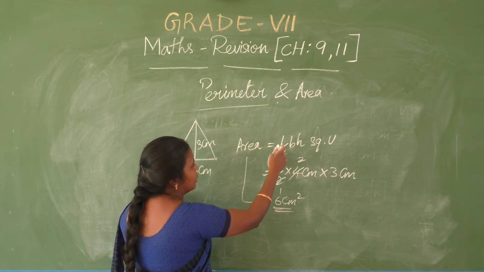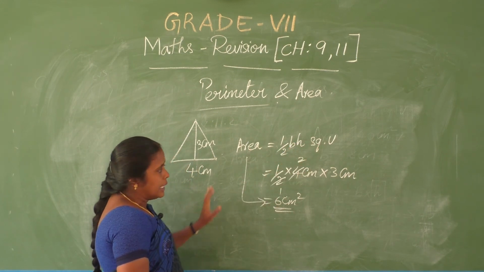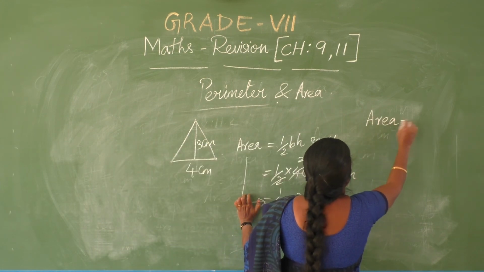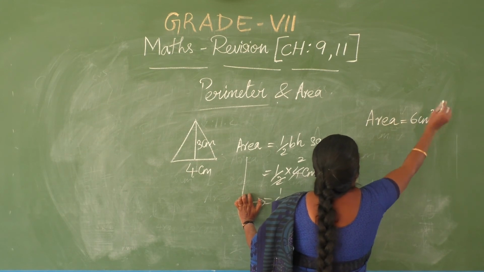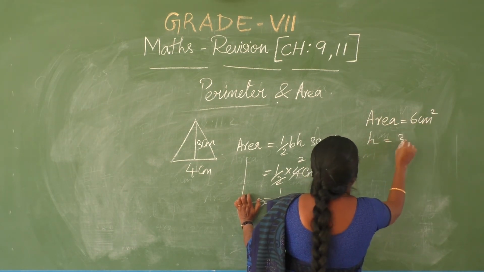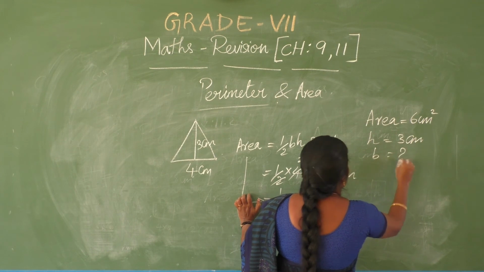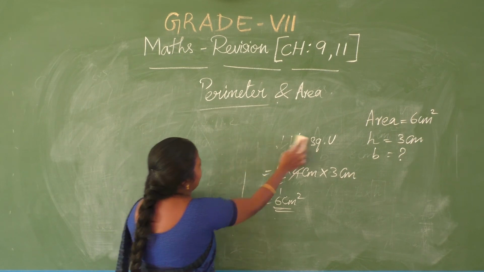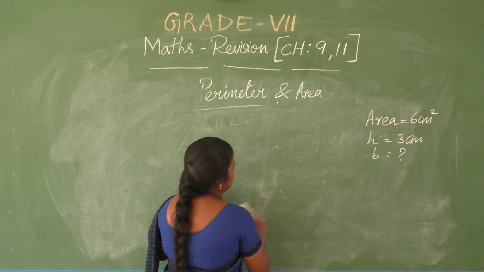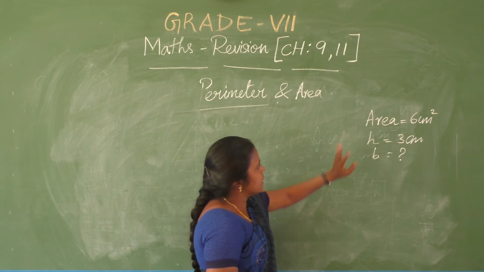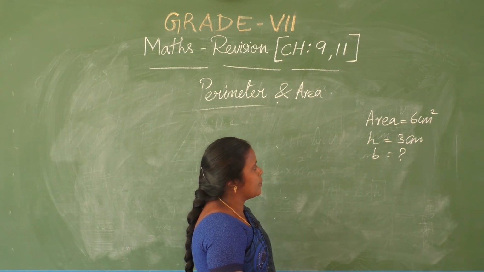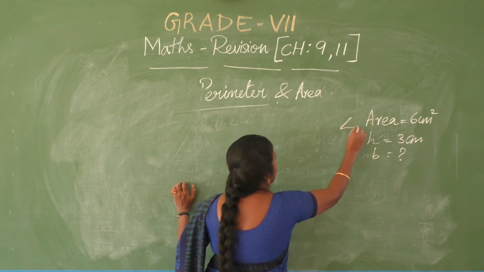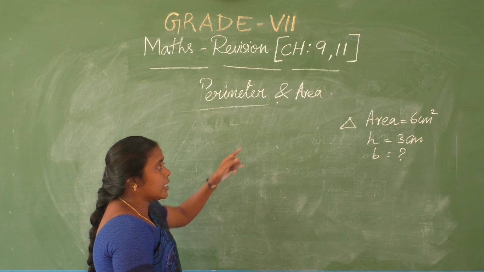Area of the triangle equal to half into base into height square units. Here also the same way. Area is given, 6 centimeters square. Height is 3 centimeter. What is its base? If they ask like that, what to do? Area is 6 centimeter square, height is 3 centimeter, base is missing. What to do? Area of the triangle only. Triangular area is given, in that height is mentioned.